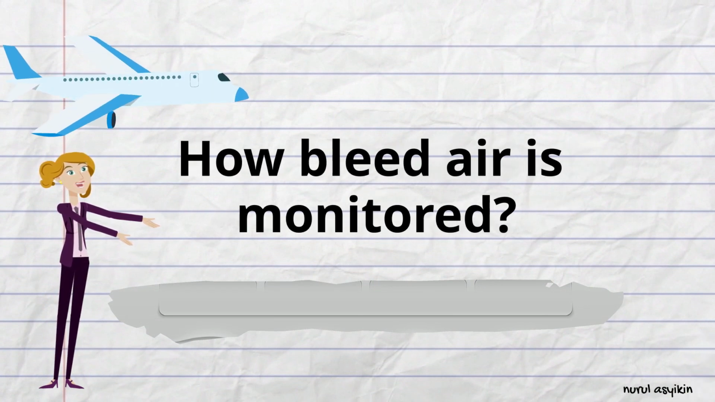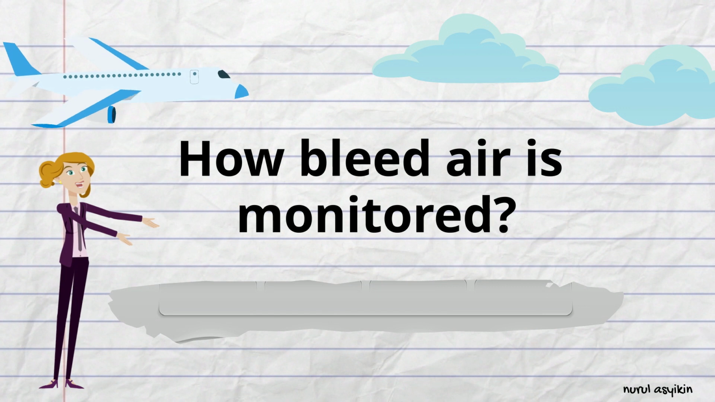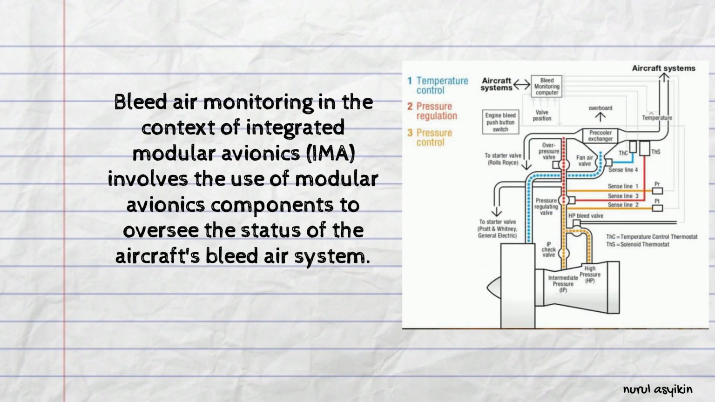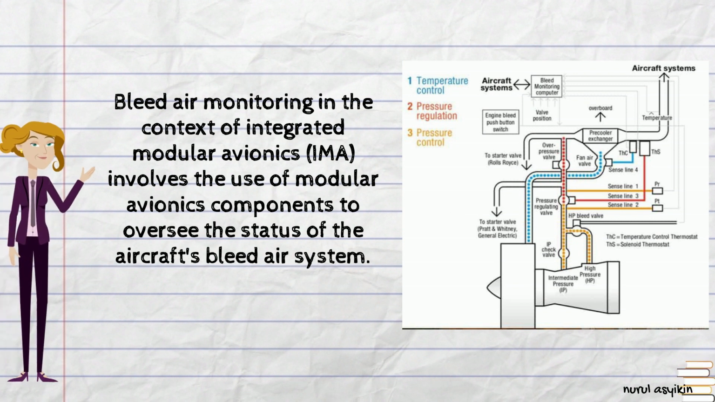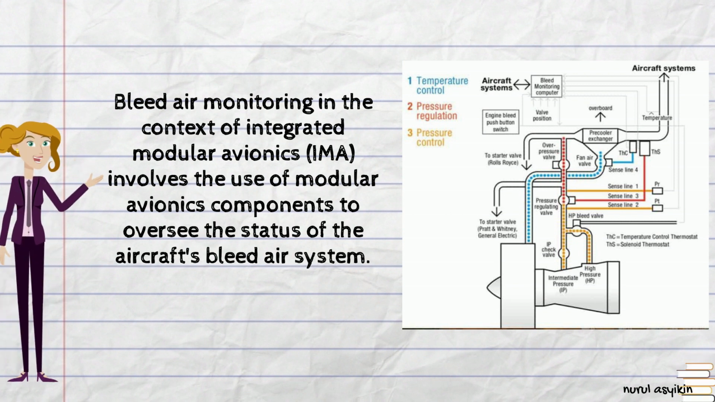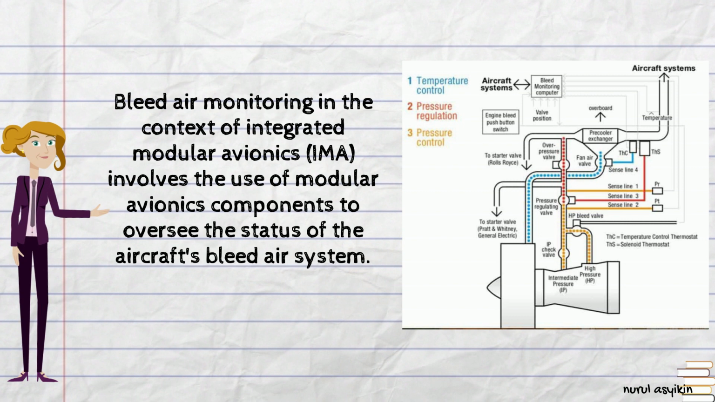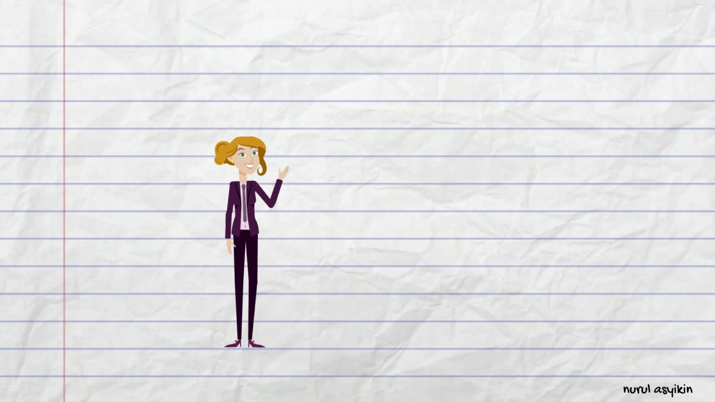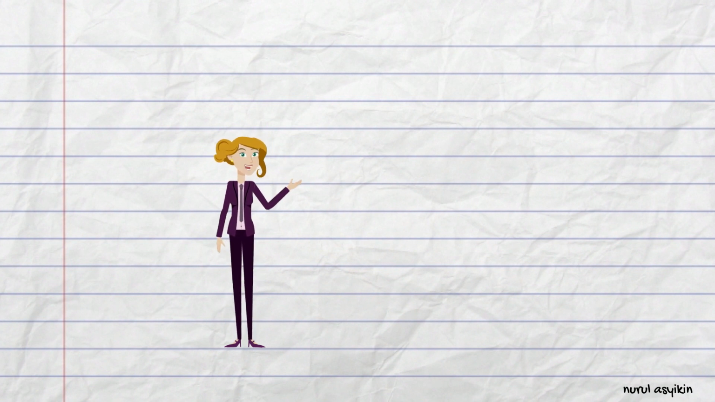And now, we will see how bleed air is monitored in integrated modular avionics. The bleed air monitoring in the context of integrated modular avionics, IMA, involves the use of modular avionics components to oversee the status of the aircraft's bleed air system. The following slide will provide a general overview of how Integrated Modular Avionics, IMA, can be used to do this monitoring.